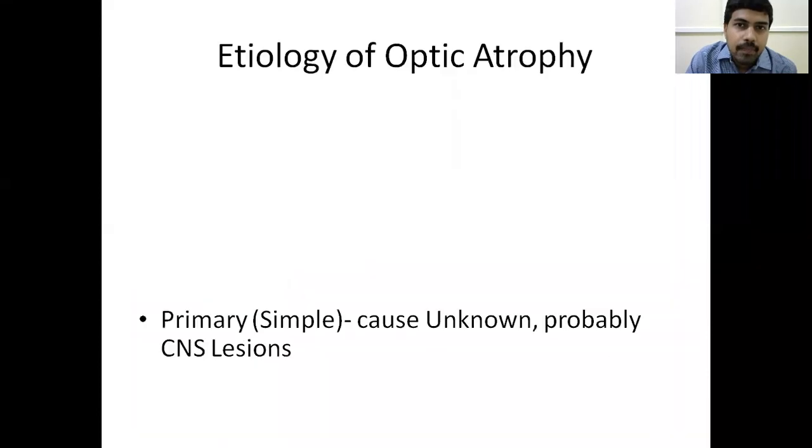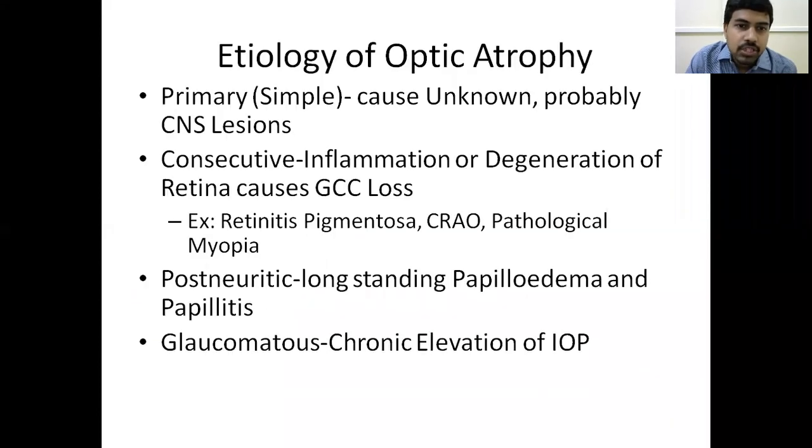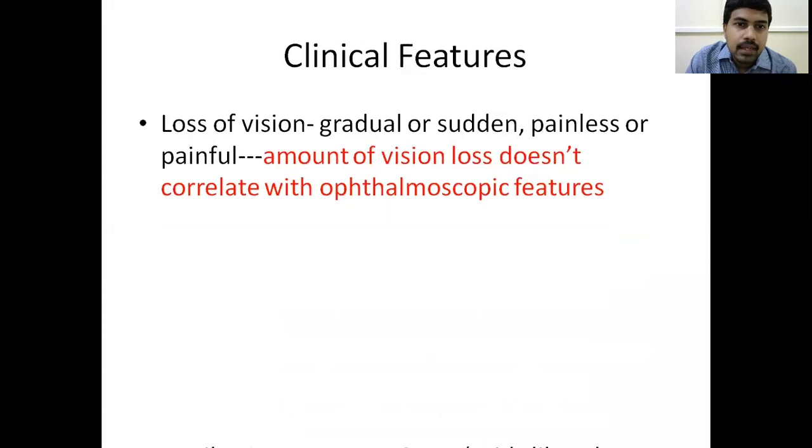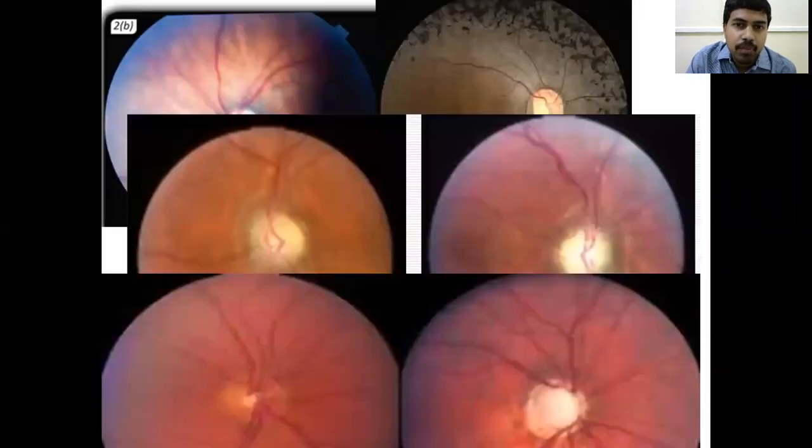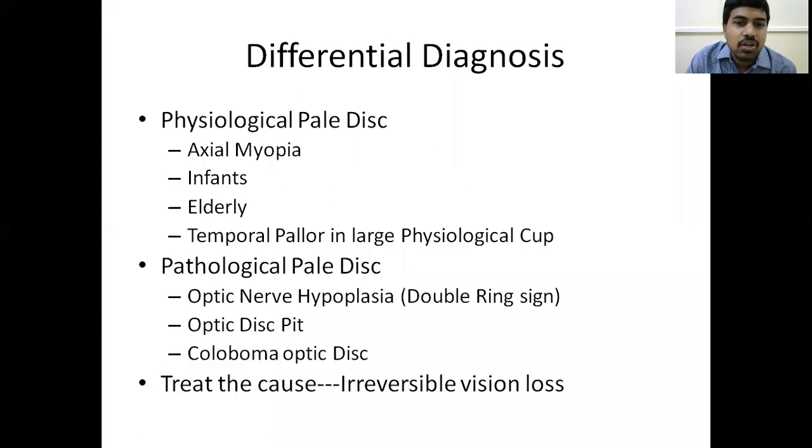And then this etiology you should write. And these clinical features and this part, this table. This much you write, you will get full marks. And differential diagnosis is not that much important. If you write, it is very good.